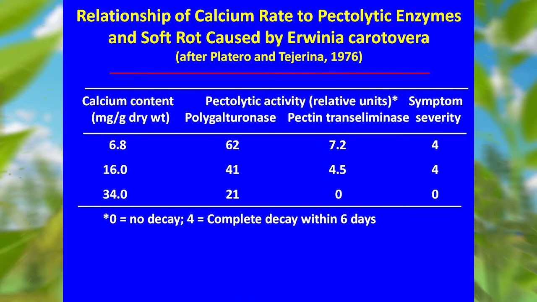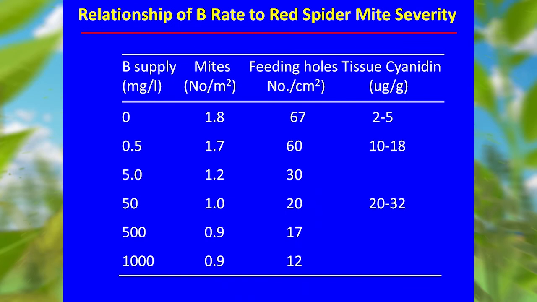So we can look at all of those diseases in these tables and a number of others to see that relationship relative to the physiological processes that are involved in resistance or in disease progression. And that also holds for the insects.